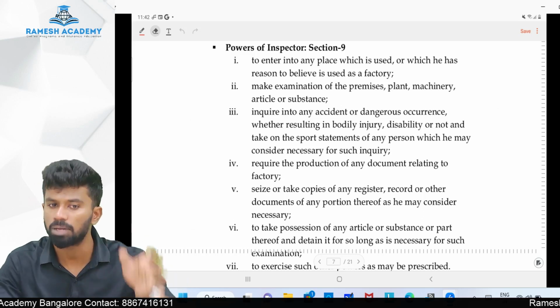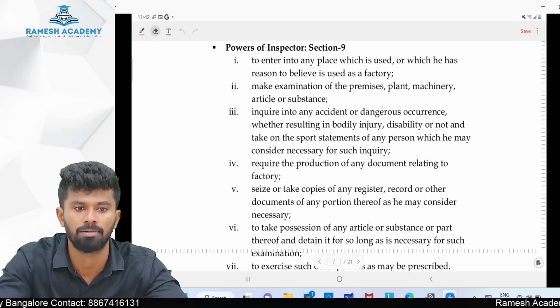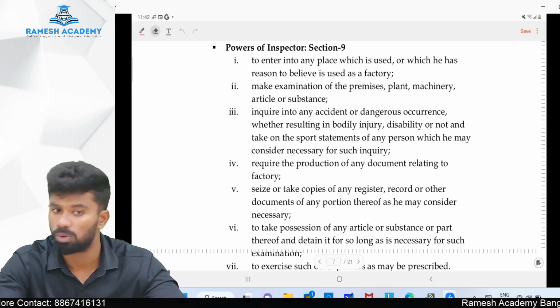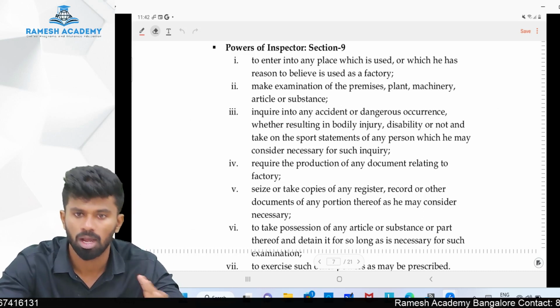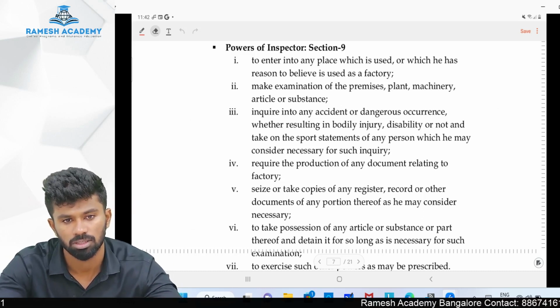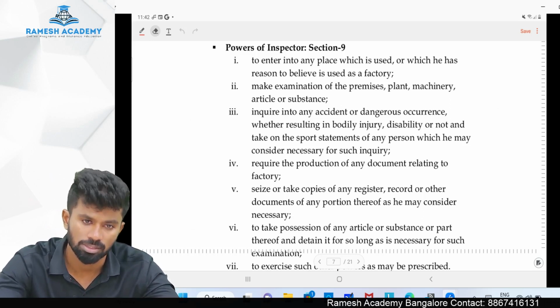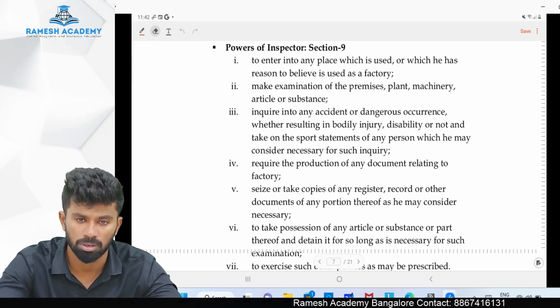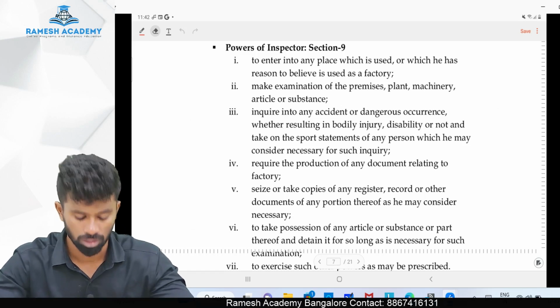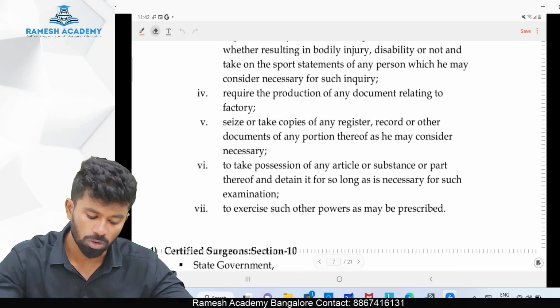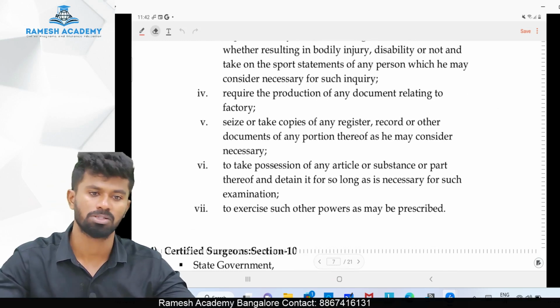He can enter any place which is called a factory and make examination over there. What can he examine? The premises, plant, machinery, article as well as substance. He can inquire about any accident or dangerous occurrence which happened. For that purpose, he can question the persons who are present there. He can require the production of any document with respect to the factory from any person.